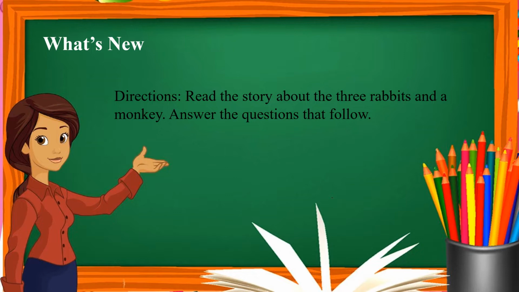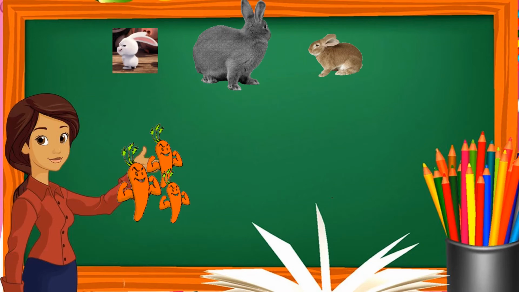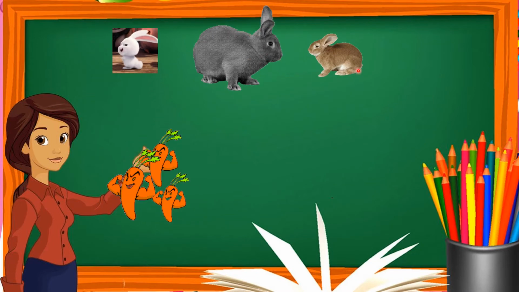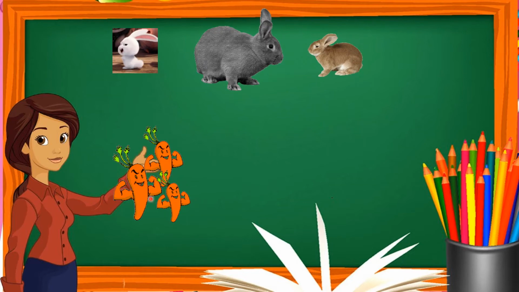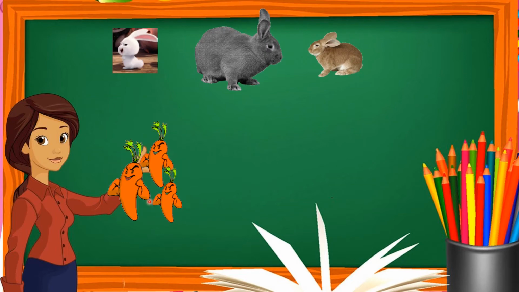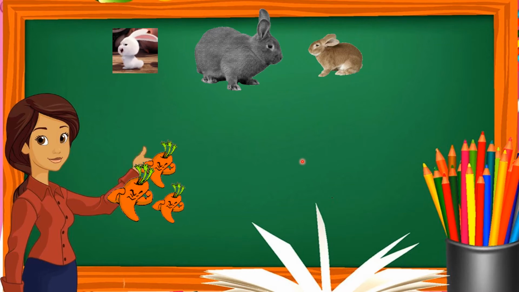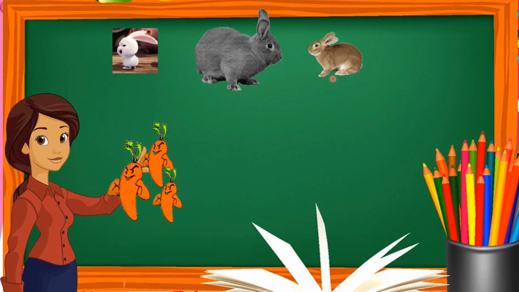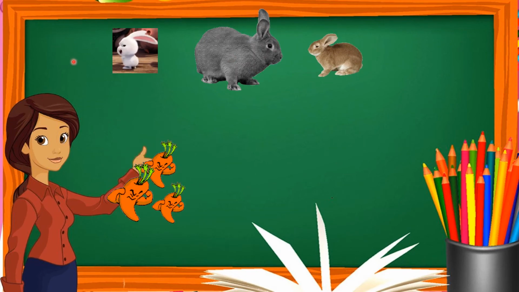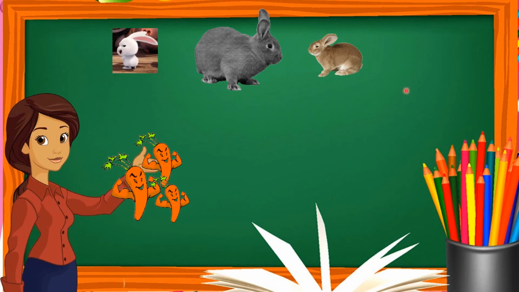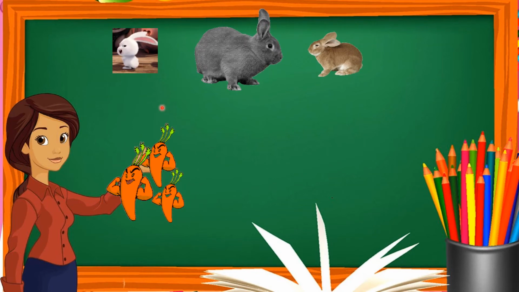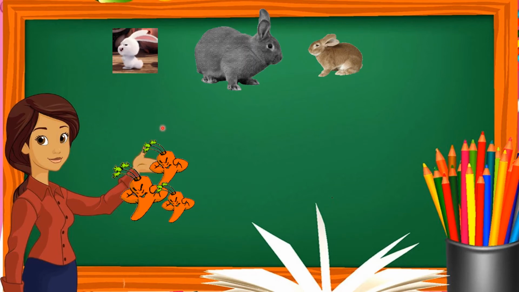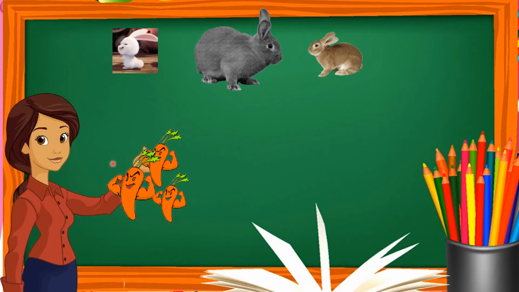Okay, ready? Here. This is the white rabbit, the gray rabbit, the brown rabbit, and the 3 carrots. Let's see later about the monkey. Okay, the white rabbit, the gray rabbit, and the brown. How many rabbits? Yes, 3 rabbits. How many carrots? Yes, 3 carrots. Okay. Now prepare yourself for the story.